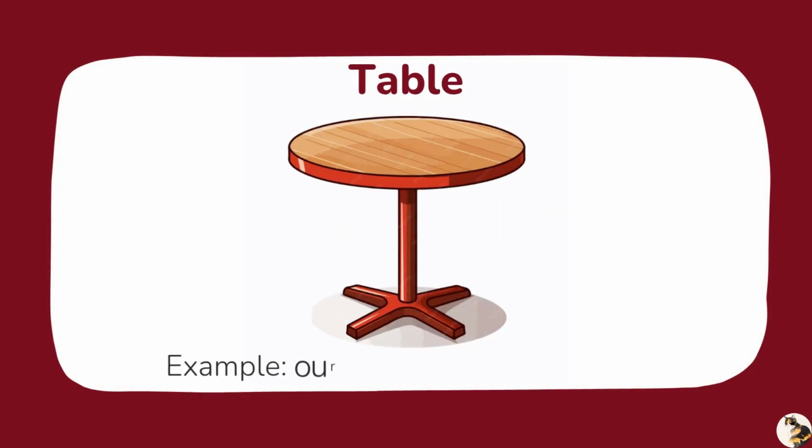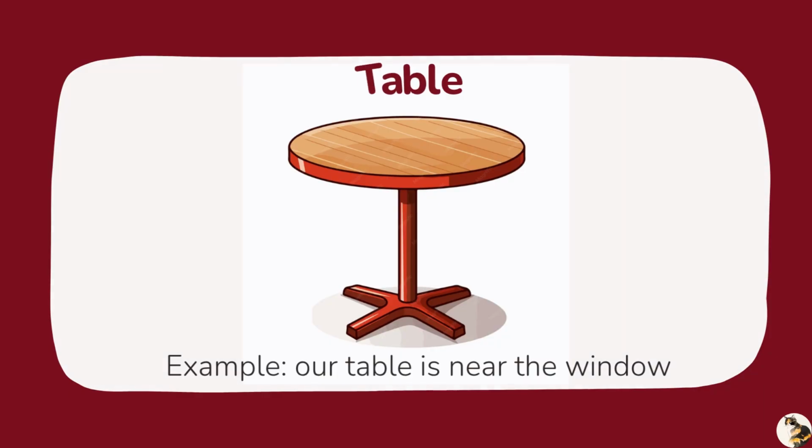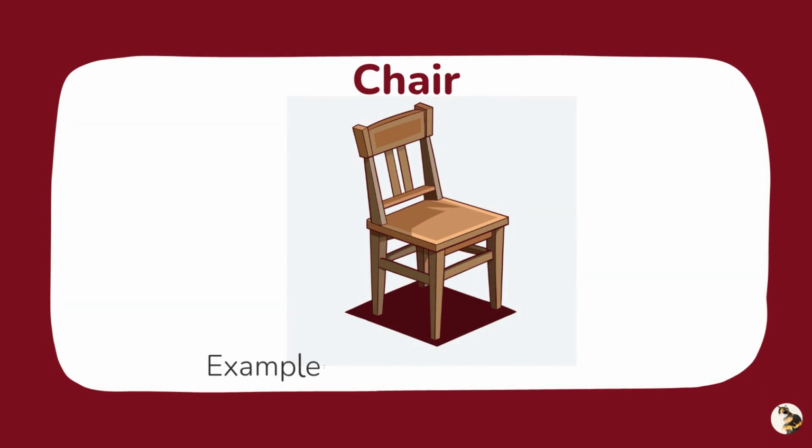Table. A table is where you sit and eat. Our table is near the window. Got it? Chair. A chair is something you sit on. Please sit on the chair.